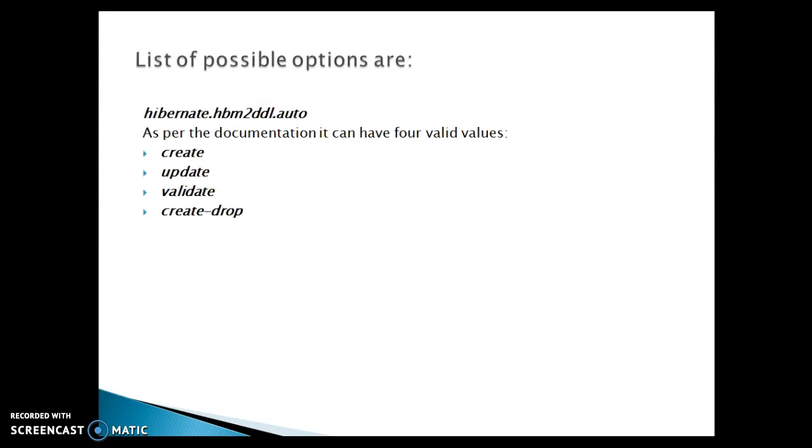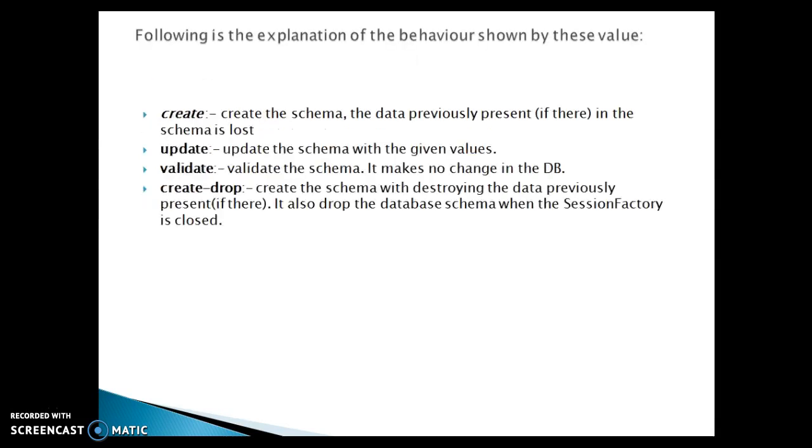Now the list of possible values for hbm2ddl auto. First you have create, then update, validate, and create-drop. These are the four possible values you can apply for this property. Now let's have a little more description about these options.